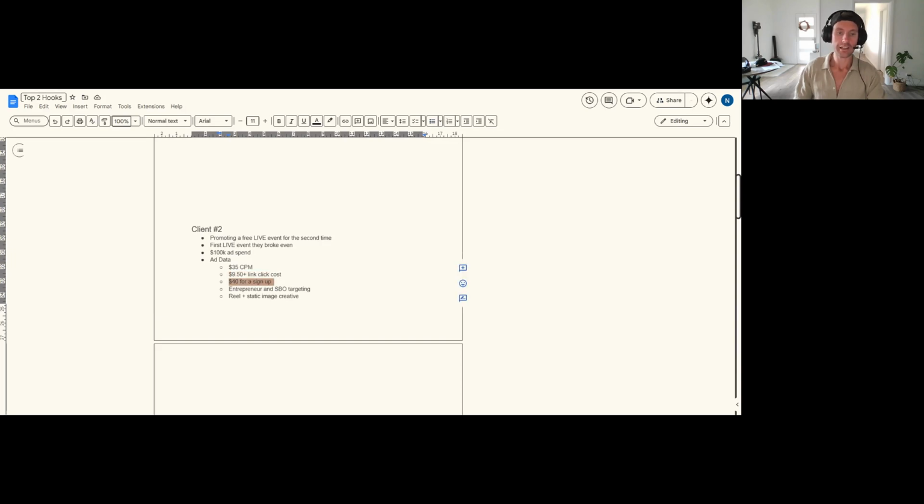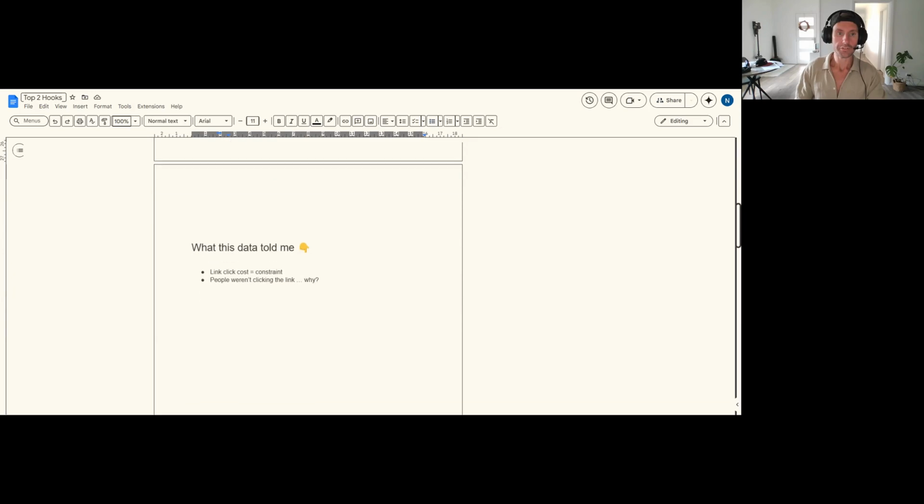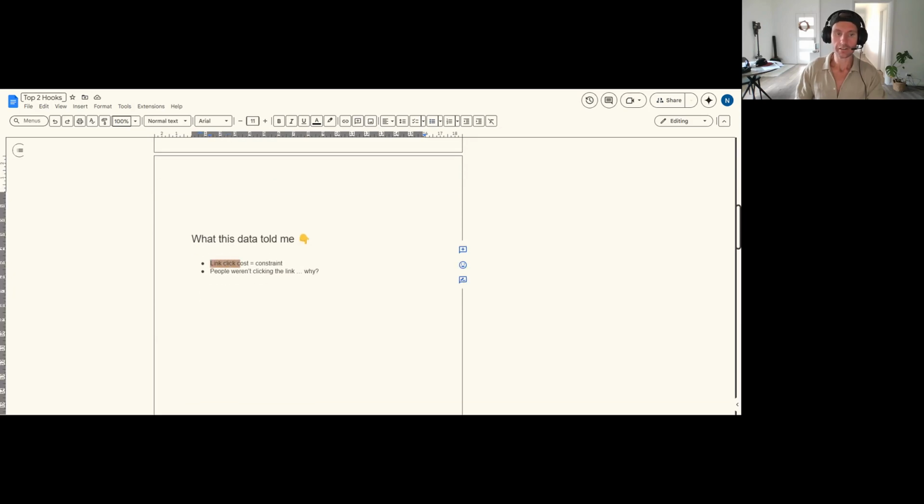So they're getting $40 for a sign up, and they were using Reels and static images with the creative. When I went through, what this data told me was that the link click cost was definitely the constraint. If we were able to drop that link click cost aggressively and drastically, then we would see great changes further downstream in the entirety of the ecosystem.